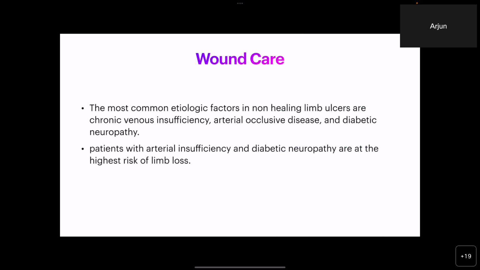Coming to wound care, the most common etiological factors in non-healing ulcers are chronic venous insufficiency, arterial occlusive diseases, and diabetic neuropathy. Patients with arterial insufficiency and diabetic neuropathy are at the highest risk of limb loss.